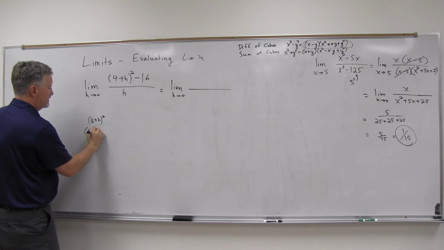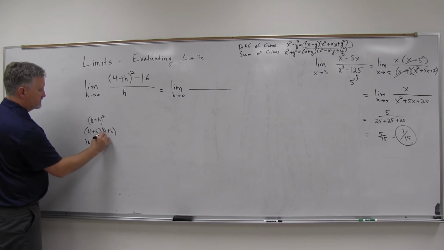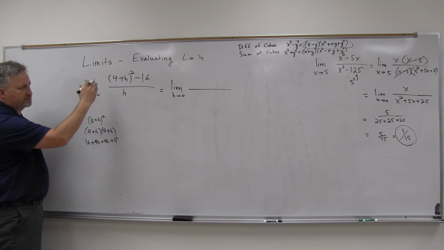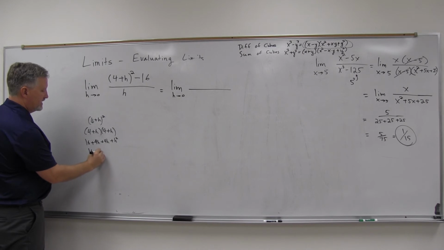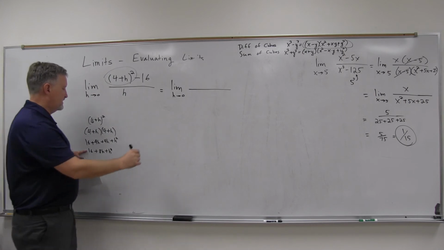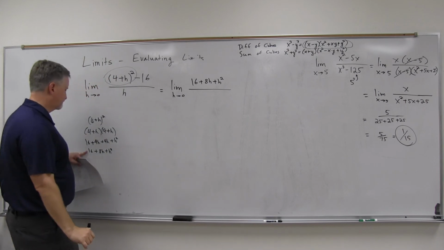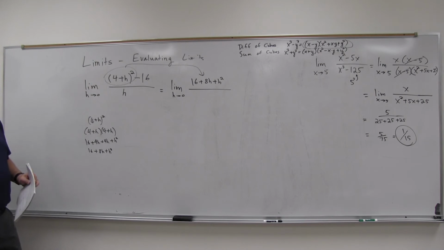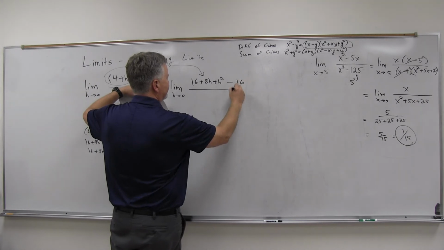It's 4 plus h times 4 plus h. So you get 16 plus 4h plus 4h plus h squared. Just don't square each term, because it's FOIL, actually. So it's 16 plus 8h plus h squared. Okay? Now don't forget your minus 16, that's important. And then divide by h.